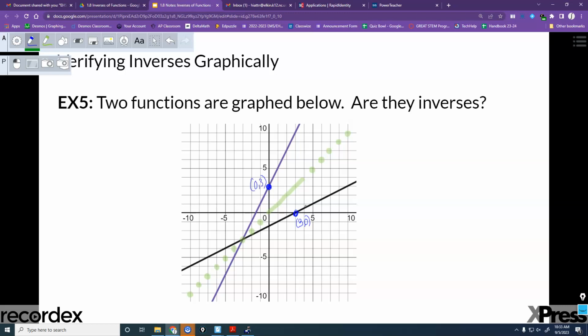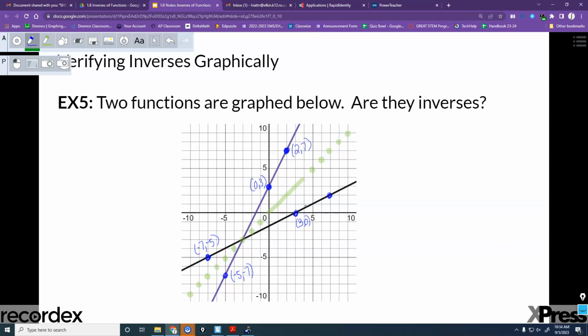We can pick other points. What are the coordinates of this point right here? (2, 7). So that means what should be on the other graph? (7, 2). It's right here. That's on the other graph, right? If I check maybe a point down here, the coordinates of this point are (-7, -5). That means (-5, -7) should be on the other graph, and it is, right? So you can check a few points to see if it's checking out.